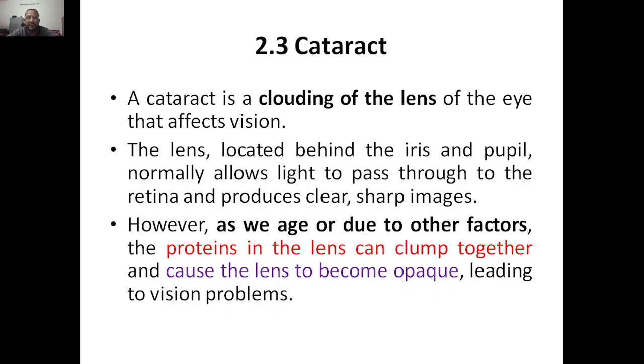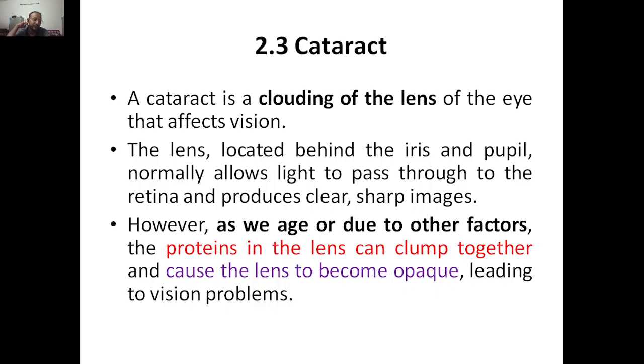Cataract is nothing but a clouding of the lens of the eye that affects vision. We have different lenses in our eye, right? So if there is any clouding, that means any kind of distortion in this particular lens, it will block the light. So vision will be affected.